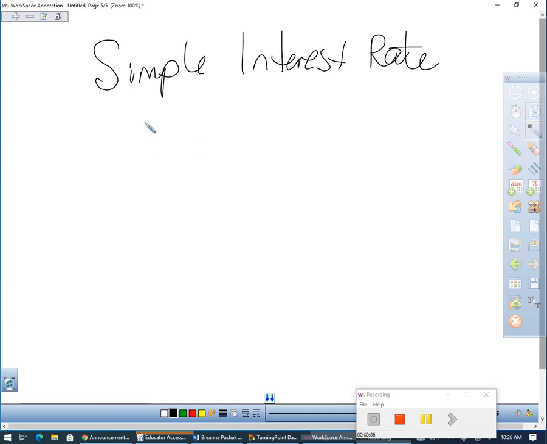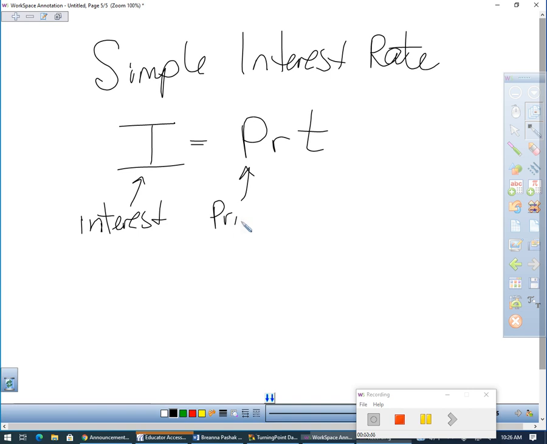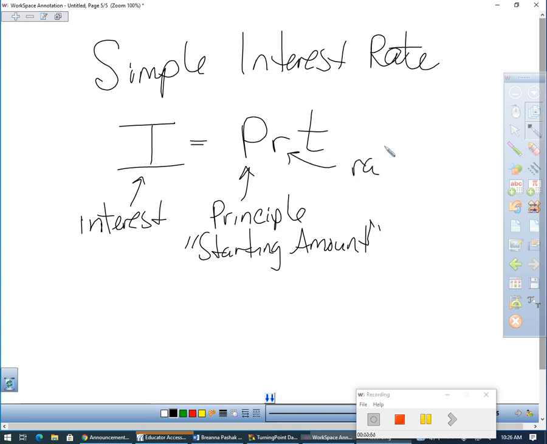So, simple interest rate follows this equation. I equals PRT. I is your interest. P is what we call the principal, or the starting amount. R is your rate, but your rate has to be written as a decimal. And T is time.